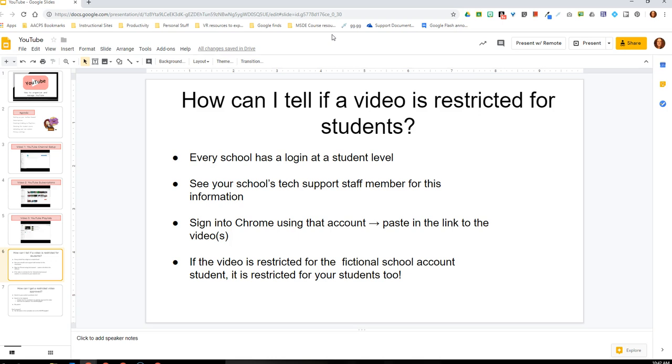If you sign into Chrome using that account and then paste in the link to any video or videos that you want to share with the students, what you see when logged into that school student account is exactly what your students will see. If the video shows up as restricted for that fictional school account, it is restricted for your students. If it is viewable to that fictional school account student, then it will be viewable to your students. So what if it is restricted?